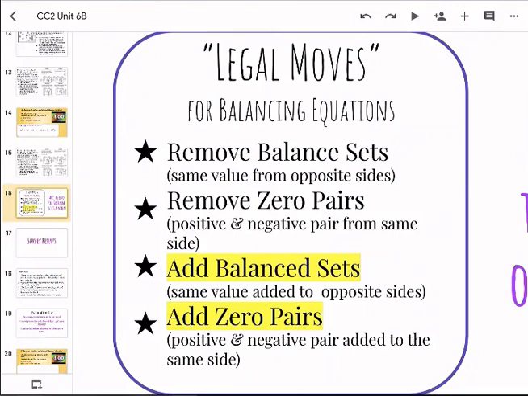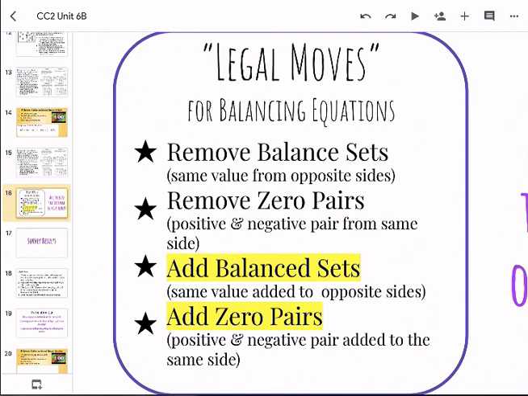Everyone. So last week we talked about the legal moves for balancing equations, and we came up with these four, and we tested them to make sure that every time they didn't change the relationship that was already there. So we talked a lot about changing the relationship or not changing the relationship. The legal moves do not change the relationship.